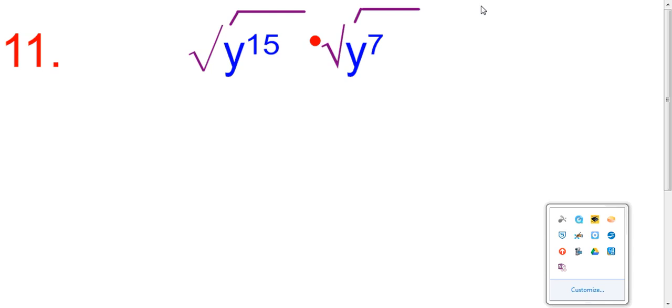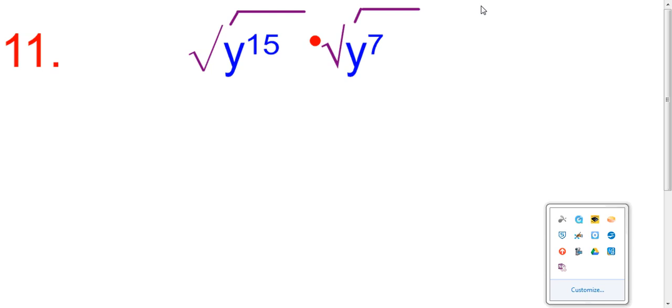You might be tempted to simplify each one separately and then multiply them, which you totally could do, but it's actually going to end up creating more work for you. What I would suggest is that you multiply these together first and then simplify them.